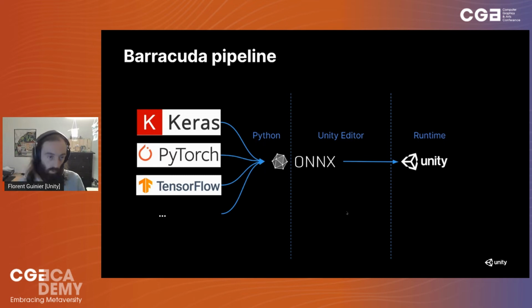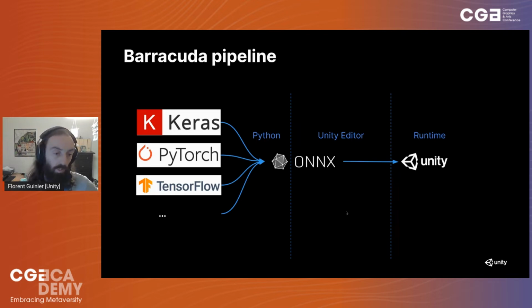So you export from those libraries to ONNX. I won't dive into that, but for some of those libraries, it's actually a one-liner. It's really easy. Then you take that ONNX file and drop it into the Unity editor. What the Unity editor will do is convert that ONNX file to our own format, and then with a few lines of code, you will be able to run your model on the device.